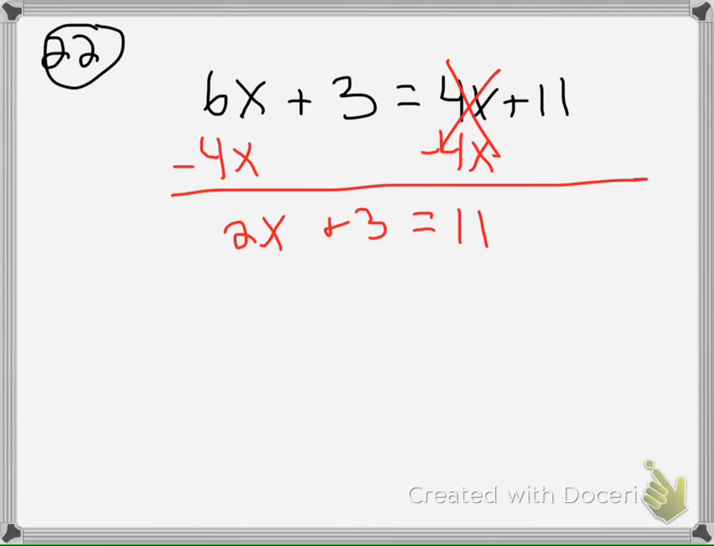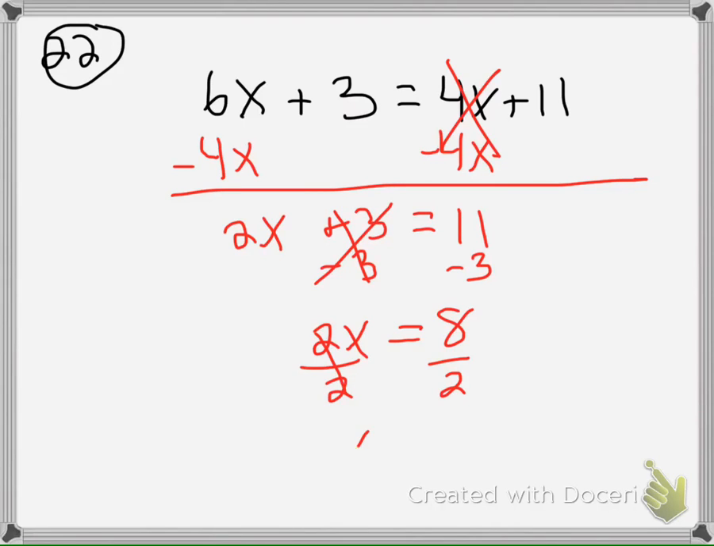Okay, now I have a simple two-step problem. I need to get rid of the 3. I end up with 2x equals 8. Now simply divide on both sides, and I have x equals 4 as my final answer.